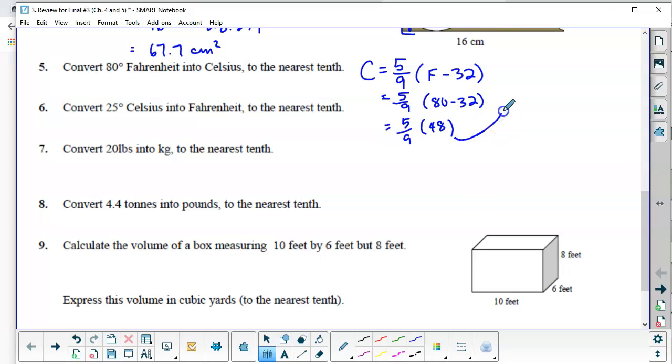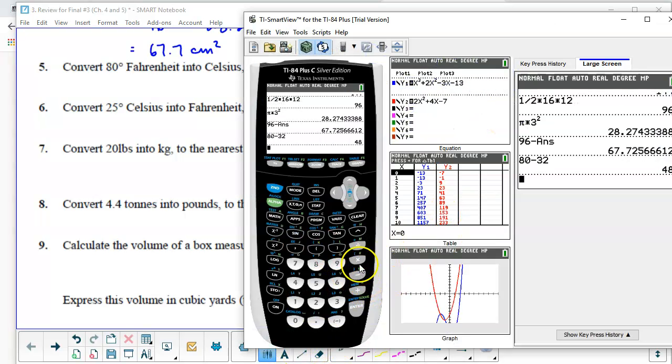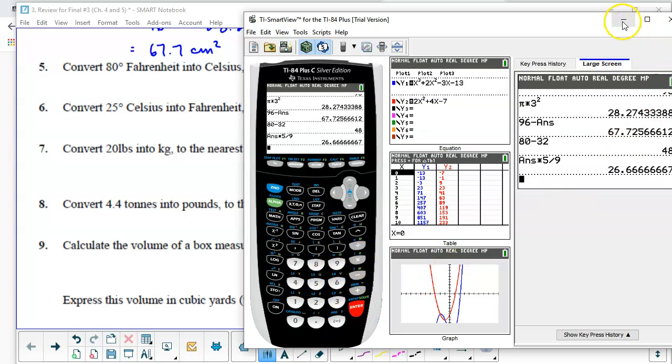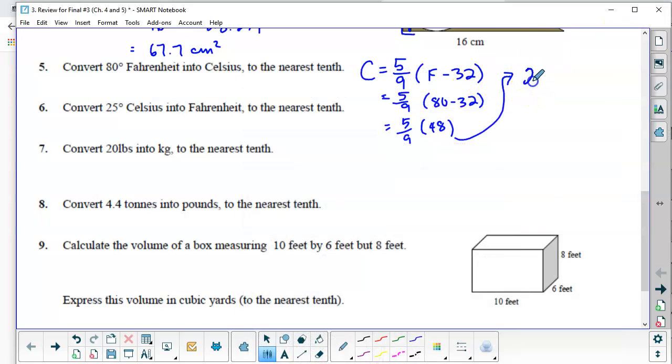And then, kind of taking up too much space here. If you have 48 in your calculator, multiply by 5, divide by 9, and that's 26.6 repeating. Nearest tenth would be 26.7 degrees Celsius. Okay. Then going from 25 degrees Celsius into Fahrenheit. So you can kind of tell that's slightly less than the last question. So our answer for Fahrenheit should be slightly less than 80.